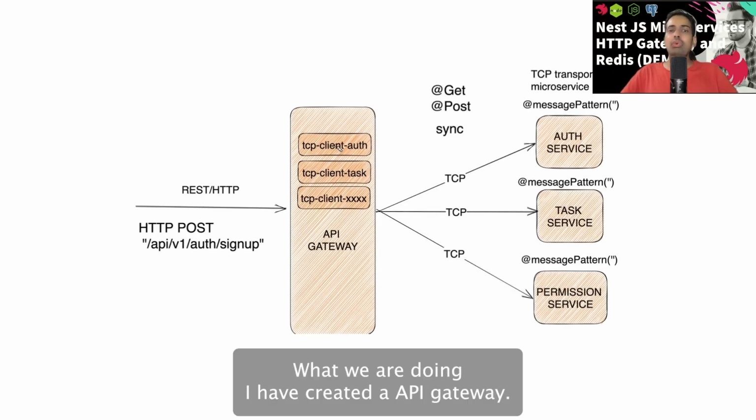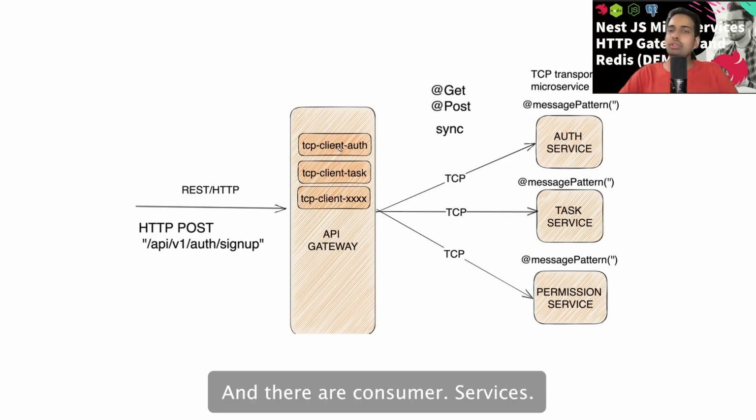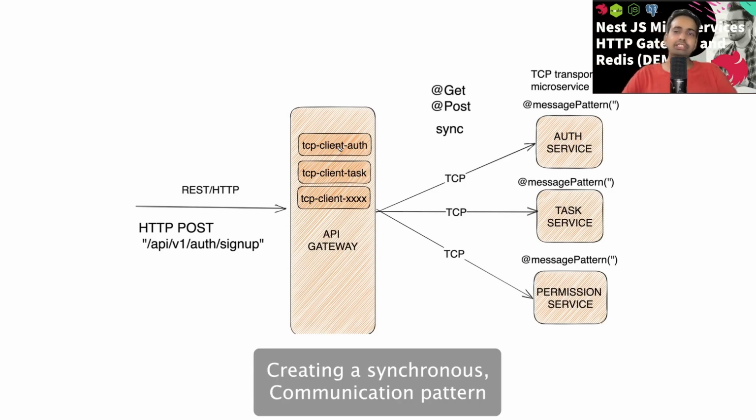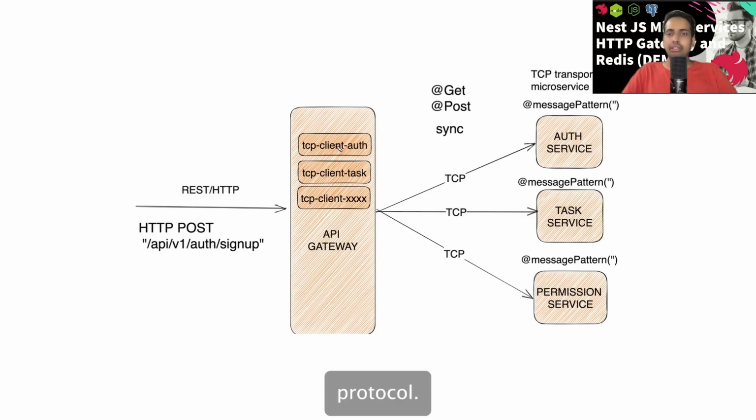Here what we are doing, I have created an API gateway. Let's say you created a simple microservice and there are consumer services. It's not a producer consumer. Here we are just creating a synchronous communication pattern through the TCP protocol.